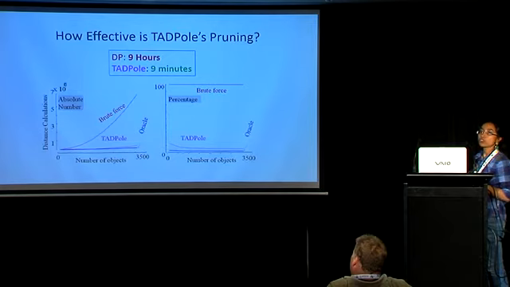Our obvious strawman is the brute force DP algorithm, which needs all-to-all distance computations to do the clustering. As you see, with the increase of the number of objects, the brute force algorithm takes almost 7 million distance computations, whereas Tadpole has very few distance computations.